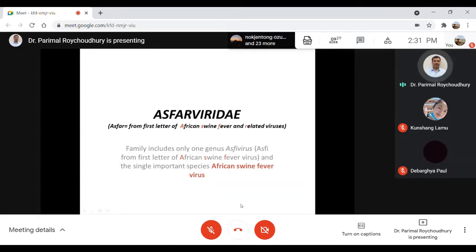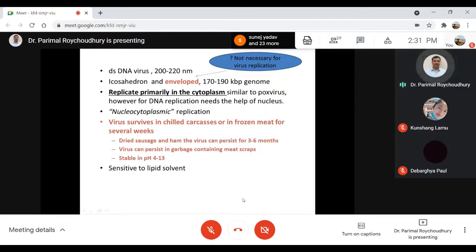For the meaning of the Asfarviridae family, if anybody asks you, then you have to write it: it is the initials of African swine fever and related viruses, and given the name Asfarviridae. This is the only agent that causes disease in animals, African swine fever infection. Now, coming to the characteristics of the virus, this is similar to the pox, also a very large DNA virus. Of course, the size is smaller than that of the pox, 200 to 220 nanometers, and it has a very large genome in comparison to other viruses, 170 to 190 kilobase pairs.